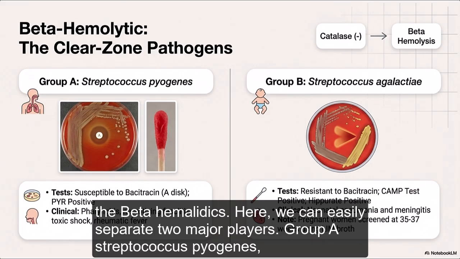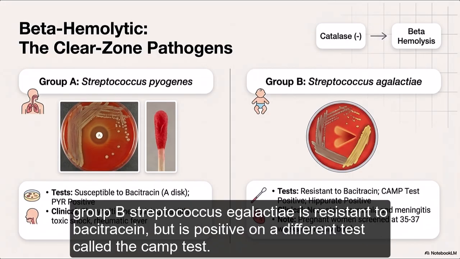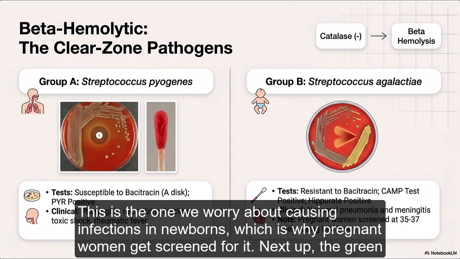Here, we can easily separate 2 major players. Group A strep, that's Streptococcus pyogenes, the cause of strep throat, is sensitive to a bacitracin disc and it's PYR positive. On the flip side, Group B strep, or Streptococcus agalactiae, is resistant to bacitracin, but is positive on a different test called the CAMP test. This is the one we worry about causing infections in newborns, which is why pregnant women get screened for it.